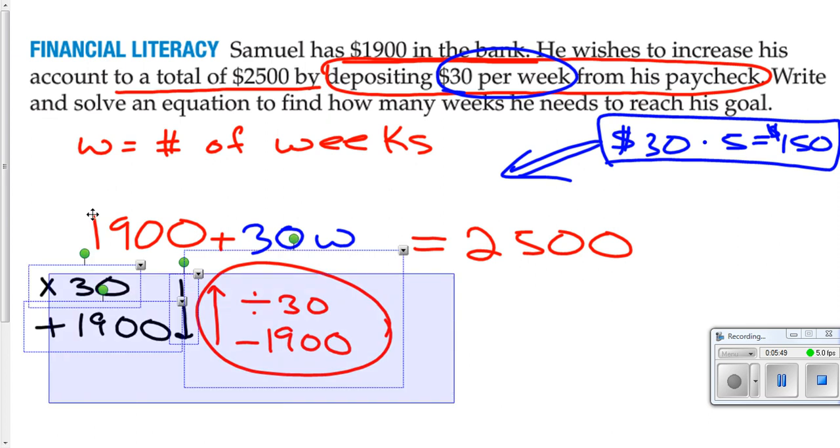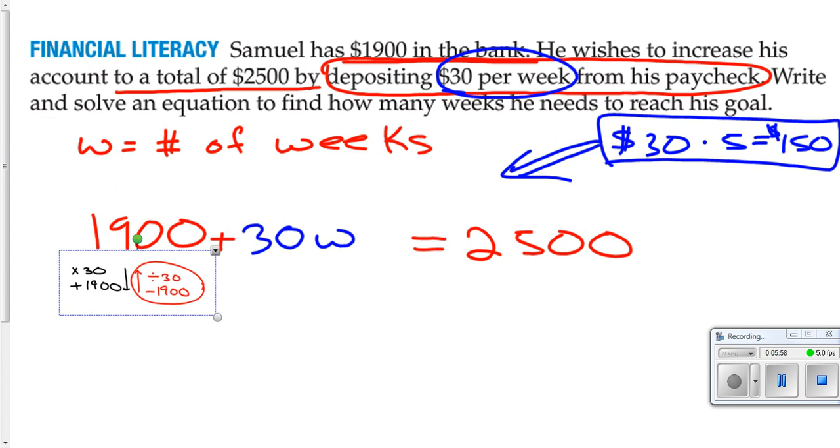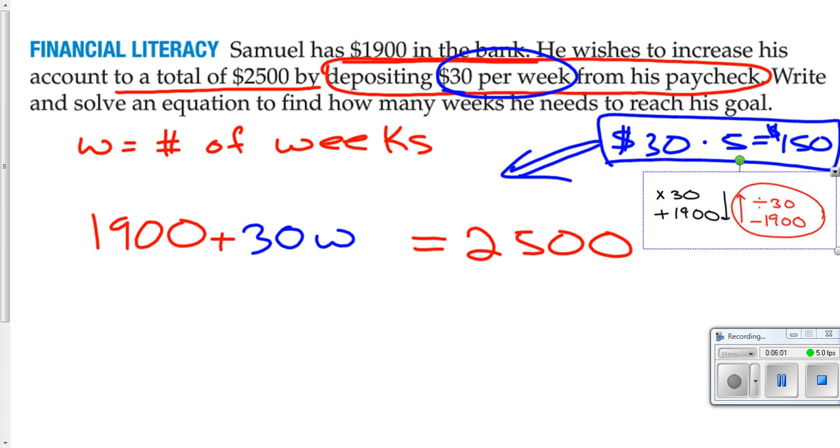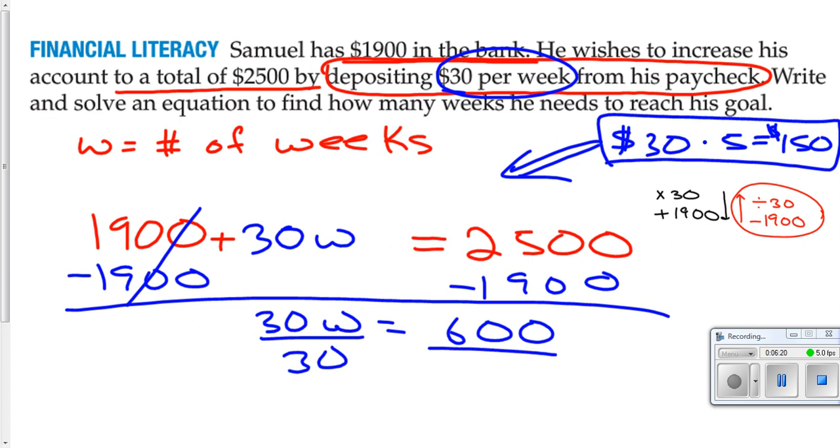So I'm going to group this and make it a little smaller. Okay, so that's just a little reminder of how I'm going to solve the problem. So I'm going to end up subtracting 1900 and then dividing by 30. And I'm subtracting 1900 because that's the additive inverse. And then I'm going to end up with 30w is equal to 600. And then I'm going to divide by 30. And so I have a little guide on the side of the paper to let me know that I'm actually going to undo the math that I saw with the variable and get me to where I want to go. And that's going to be 20.